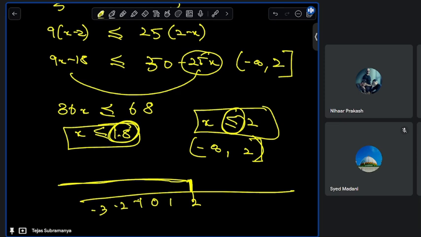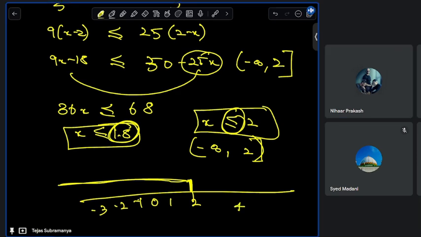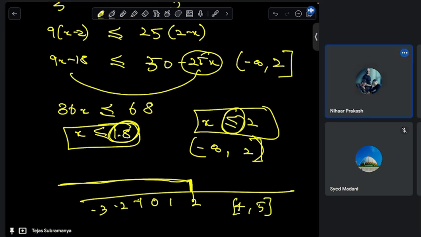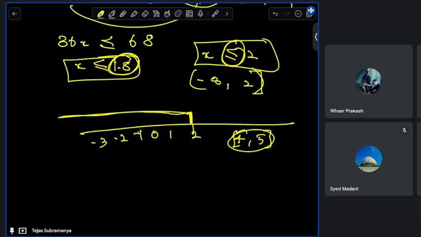Understood? So let's say by chance, for example, you get the answer as 4, 5. Can you spot 4 on the number line? Yeah. 5? Okay, you can. So both of them I know the answer. Therefore I won't put curly. Both are square brackets.